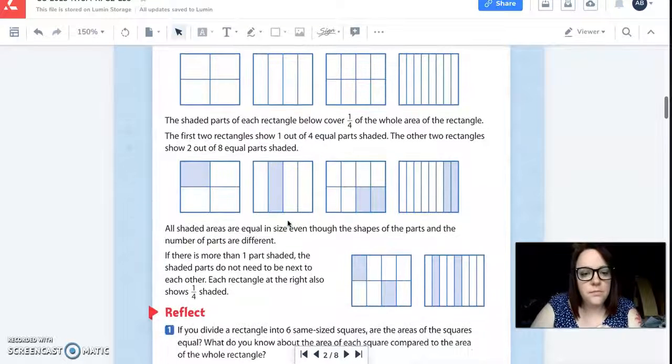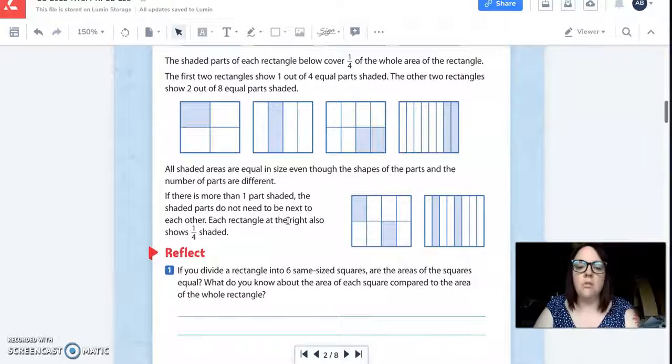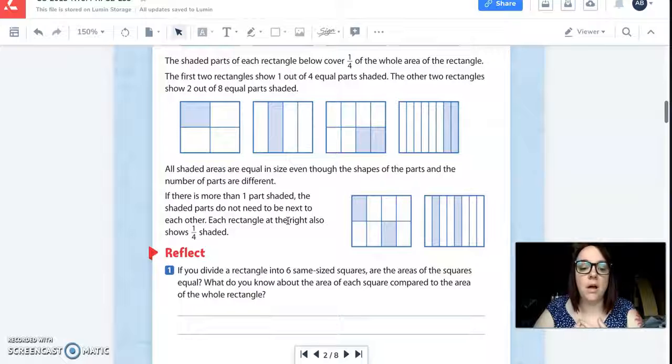Okay. The shaded parts of each rectangle below cover 1/4 of the whole area. The first 2 rectangles show 1 out of 4 equal parts shaded. The other 2 rectangles show 2 out of 8 parts. Now this is very similar to something that I taught my class, and I've done it in a few of the videos, where if you break apart 2/8, so 2 divided by 2 equals 1, 8 divided by 2 equals 4. So 1/4 equals 2/8. So they're still equal. Like I said, you guys will learn more about that in 4th grade.